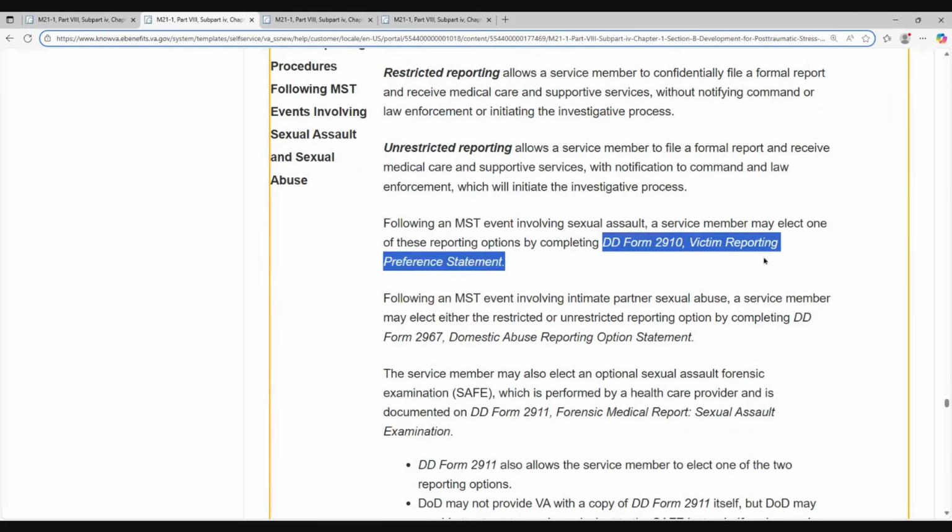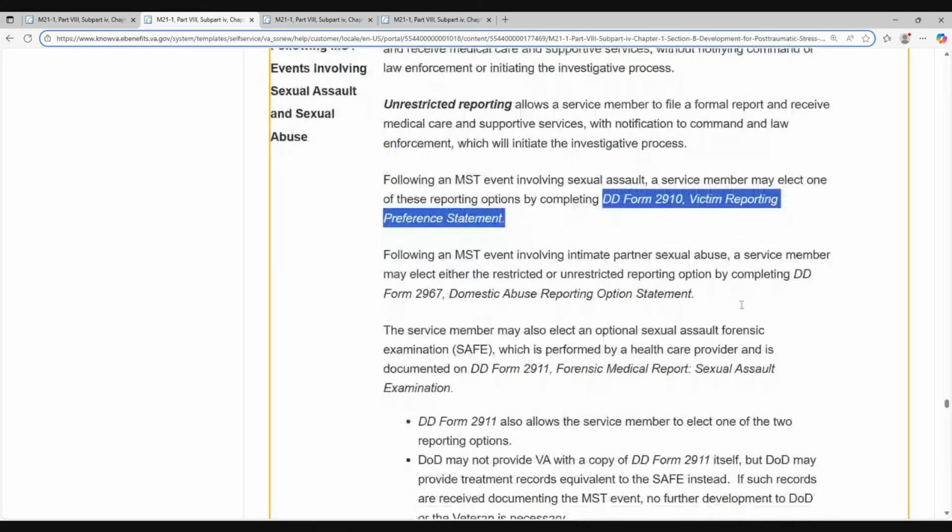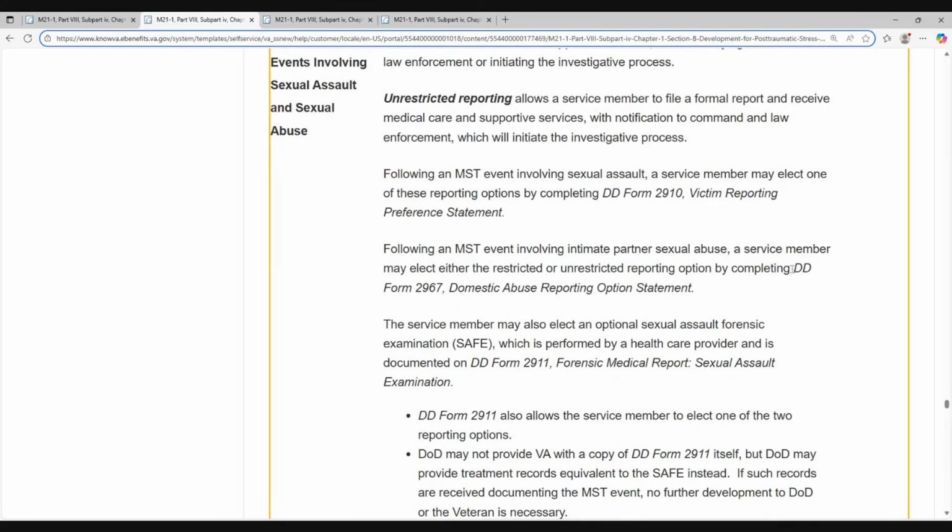So once again, the victim reporting preference statement. If we can find this form, that's very probative. That's objective evidence showing that you had a person-on-person stressor following an MST event involving intimate partner sexual abuse. This is the form for this, which is going to be 2967.